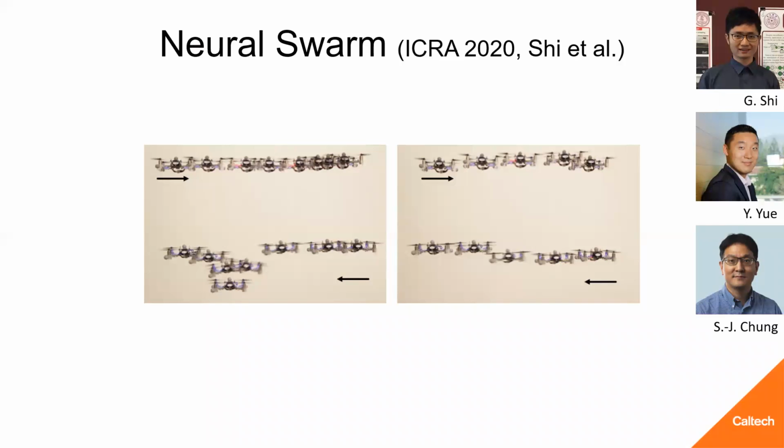So the second line of work will also use deep sets, and it's called Neural Swarm. It's joint work with the same professors, Yi-Sung Yu and Sun-Jo Chang. The first author was Guan Shi, who is another PhD student at Caltech. And that's work that has been published at ICRA this year.